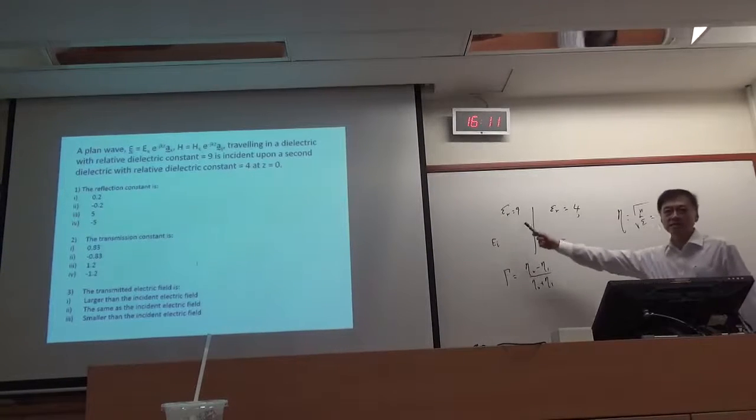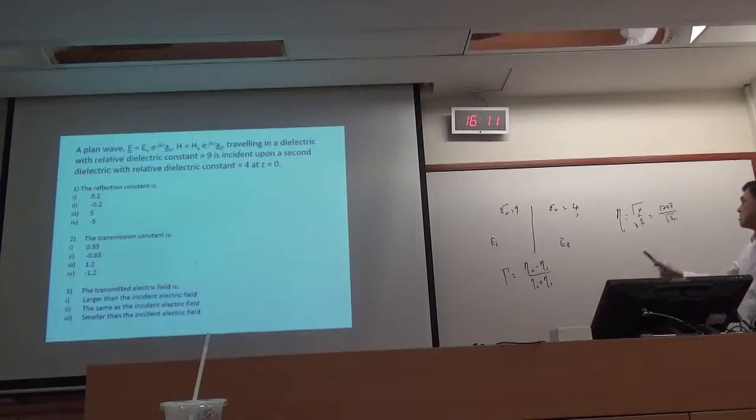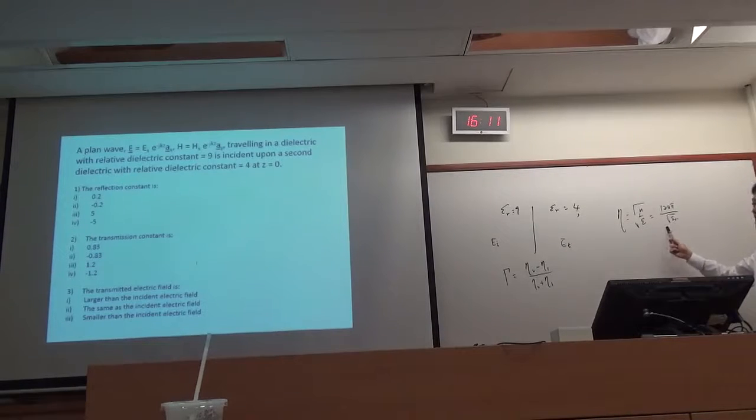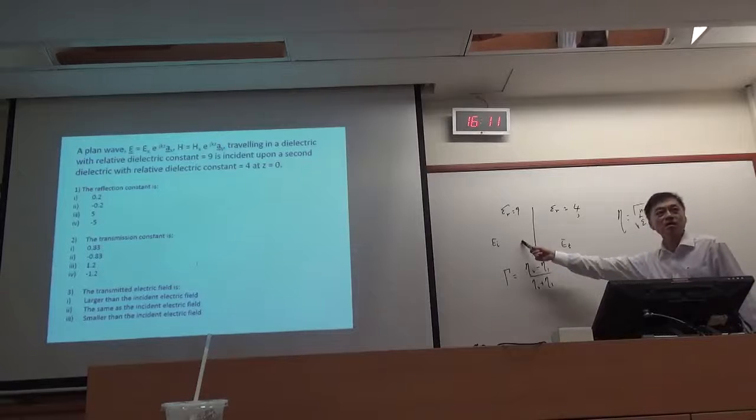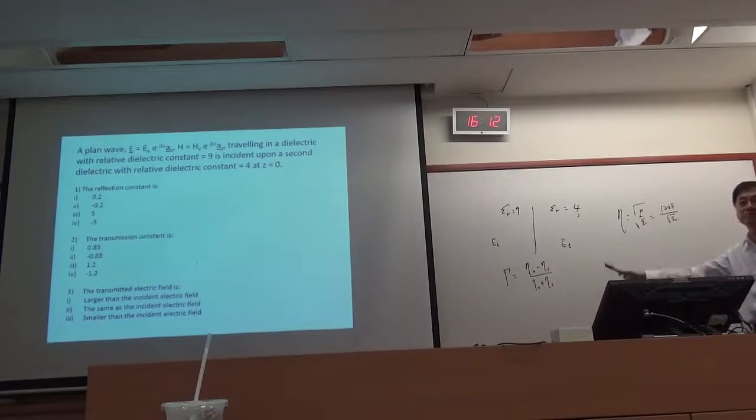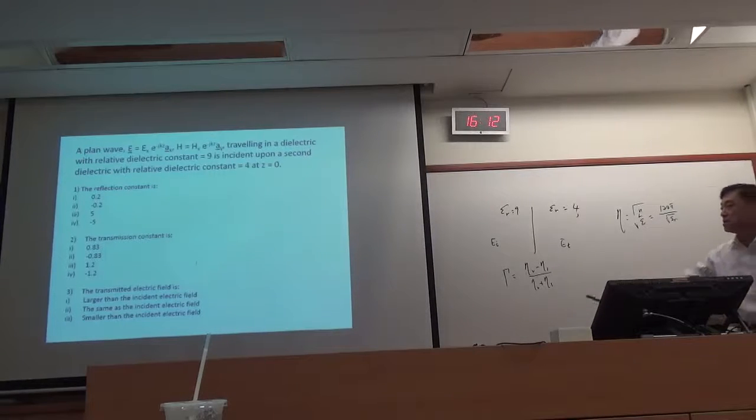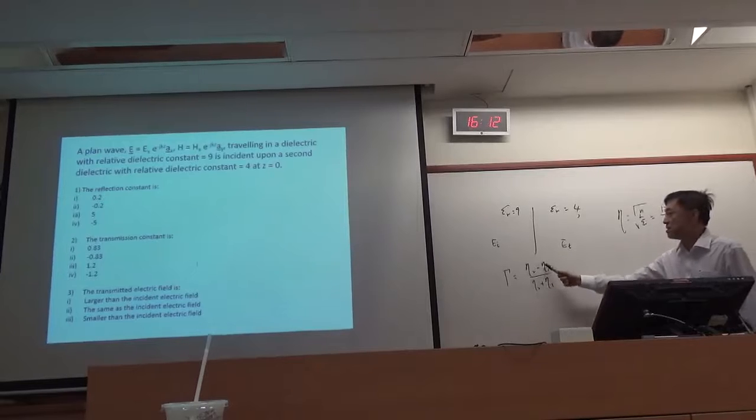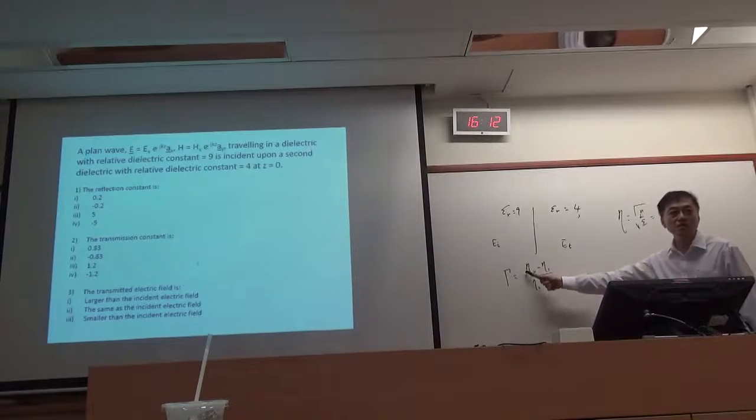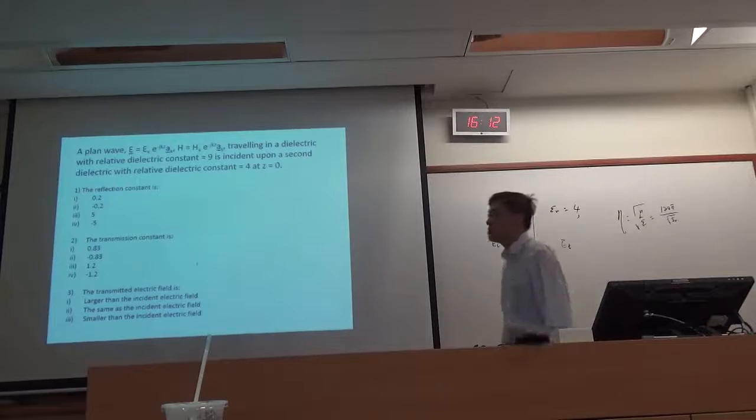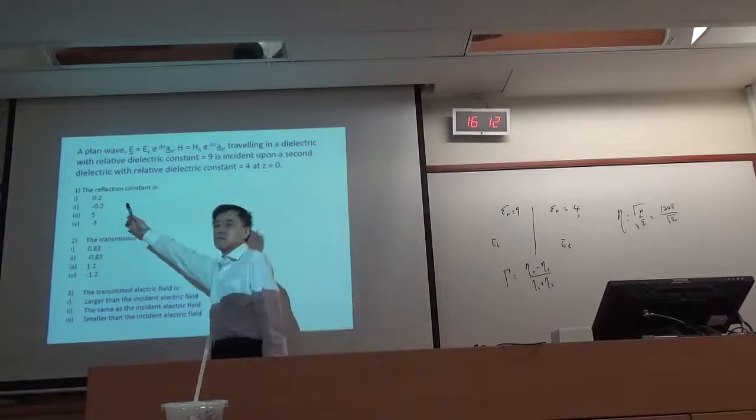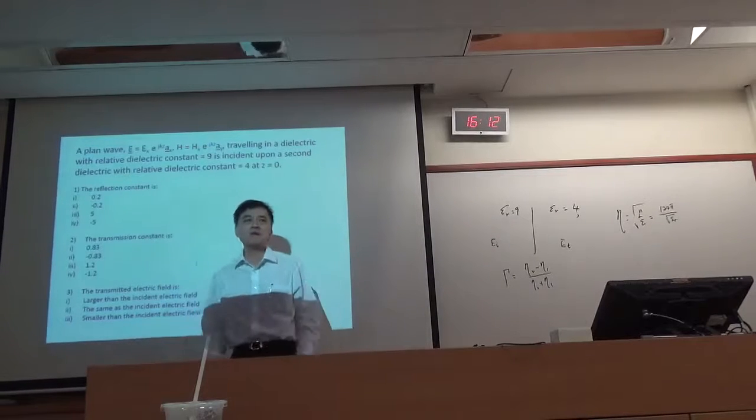This guy epsilon r is 9, this guy epsilon r is 4. You divide by square root 9 and divide by square root 4, which is bigger? This is smaller. When divided by a bigger number, it is smaller. So this zeta 1 is smaller than zeta 2. Zeta 1 is smaller than zeta 2, that means it is positive. Why count? We don't have to calculate.